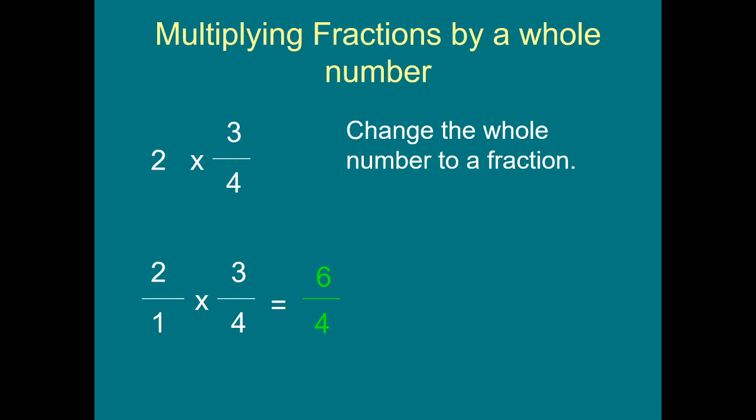Now, as you can see here, we have an improper fraction. Why is it an improper fraction? Because our numerator is larger than our denominator. Now, how do we simplify this? That's the same process we've done before. We're going to divide our numerator by our denominator. And when we do that, we'll end up with 1 1/2.